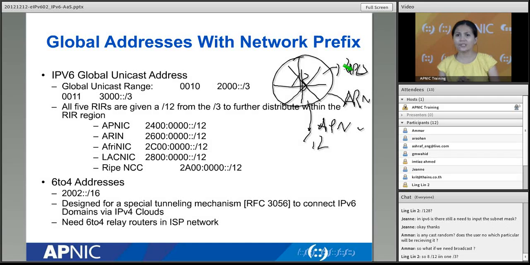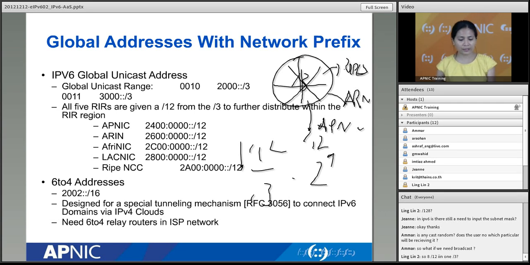So if I can just ask you, how many /12s are there in a /3? Okay, I saw that someone also posted the same question. So how many /12s are there in a /3? Can anybody answer that? It's the same as you do with subnetting with IPv4, right? You have /12 minus /3. So that is how many? 2^9, which is how much? That's 256. So there are 256 /12s in a /3.